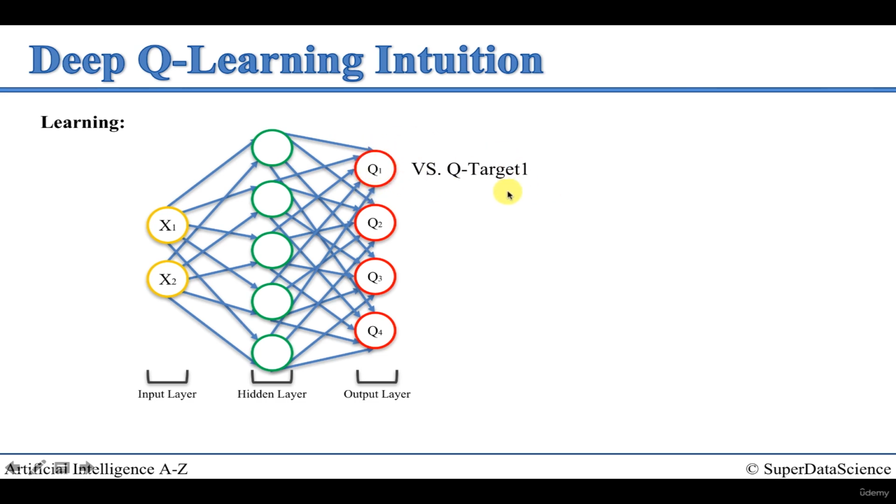So we're comparing Q1 versus that target. We're comparing Q2 versus that target, the target that we had from previously. Q3 versus the target, Q4 versus the target. And so this is the part where the neural network or the agent is now learning through deep learning how to better go through this maze.